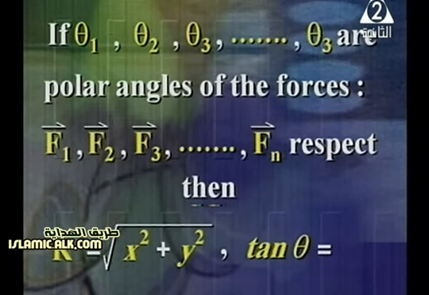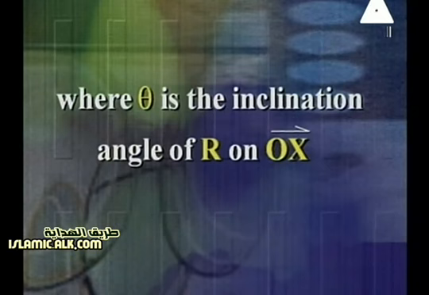And direction: tan theta equals what? Y over x. In this case, we find R and theta. Theta is the inclination angle of R on OX, or the inclination angle between R and F1. F1 represents OX, F2 represents OY.